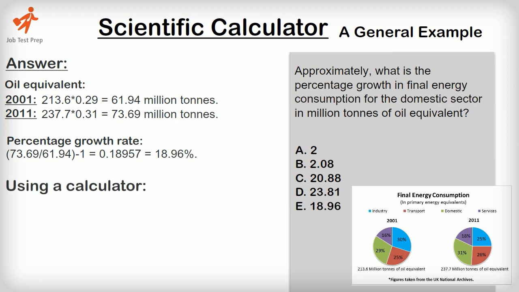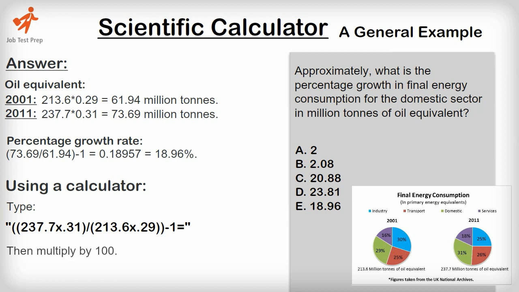Using the calculator's tips we have just learned, we can solve this question easily. Type open brackets 237.7 times 0.31 close brackets divided by open brackets 213.6 times 0.29 close brackets minus 1 equals, to arrive at 0.18957 and then multiply by 100.